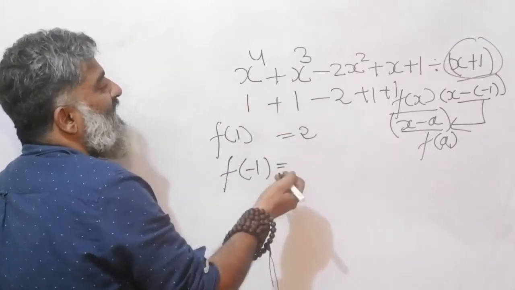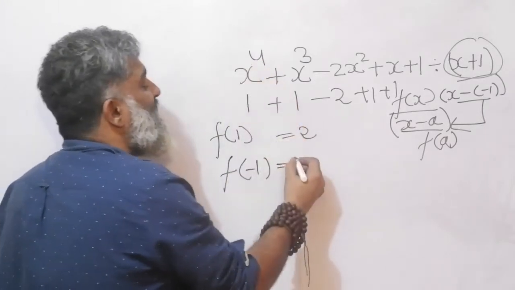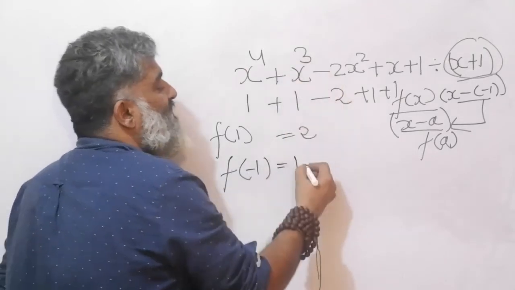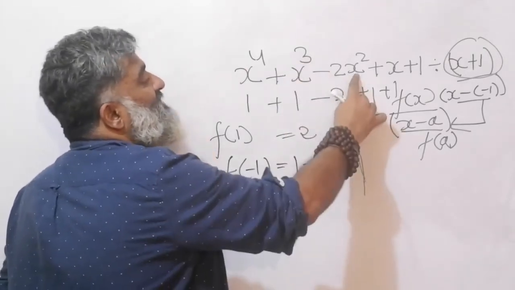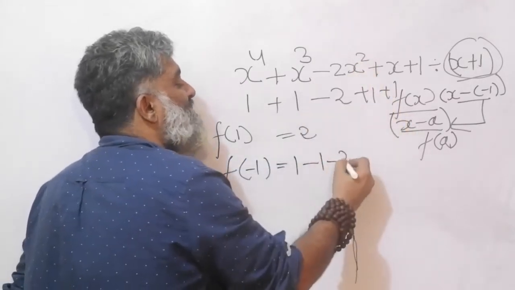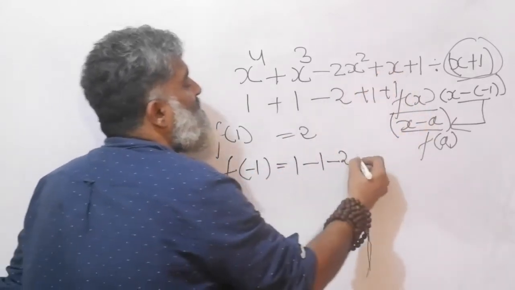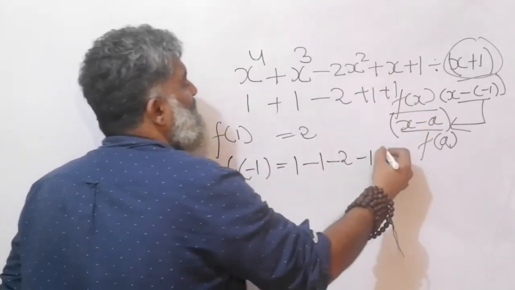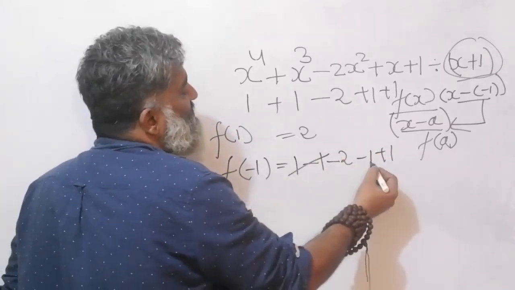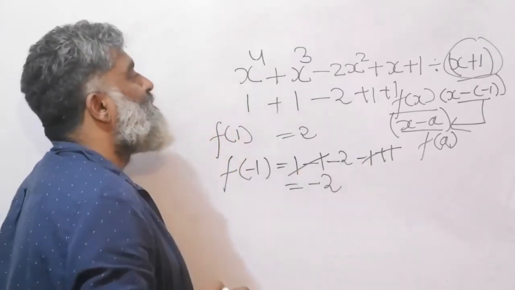So just for fun, let's calculate it. Minus 1 raised to 4, even power, that means I will get a positive number. Minus 1 raised to an odd power, I will get a minus 1. Minus 1 raised to an even power, I will get a plus 1, but there is a minus 2. So minus 2 into a 1 will give me a minus 2. A simple plus x, and I need to put a minus 1 instead of the x, and a plus 1. So 1 minus 1 is 0, minus 2 minus 1 is, and this is also 0. So I am left with a remainder of minus 2.